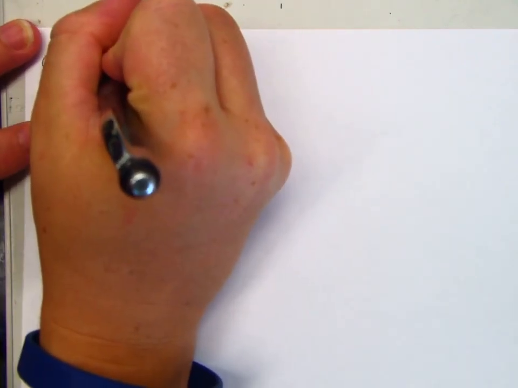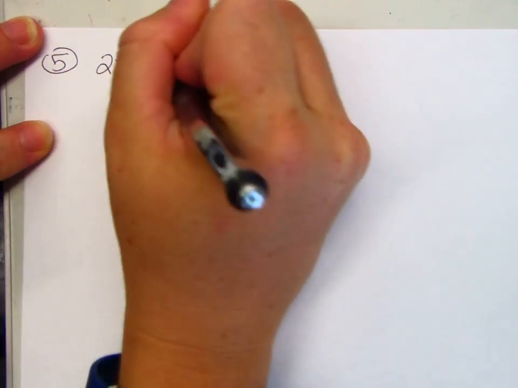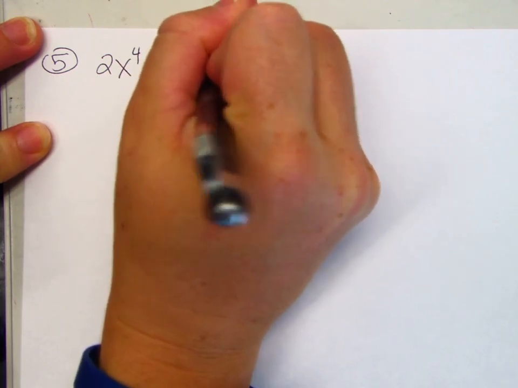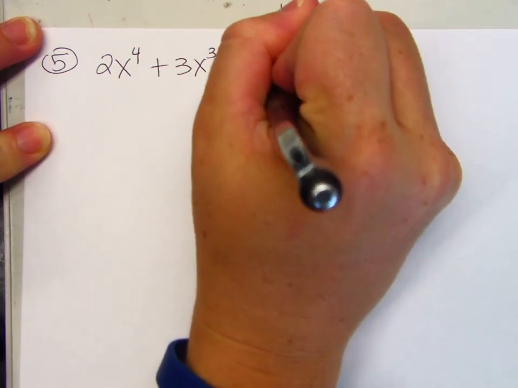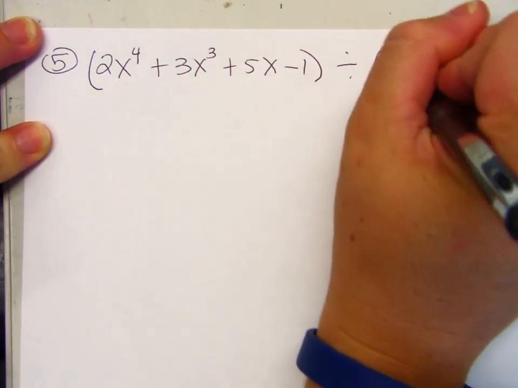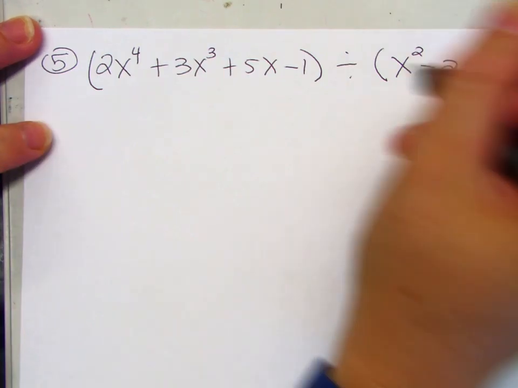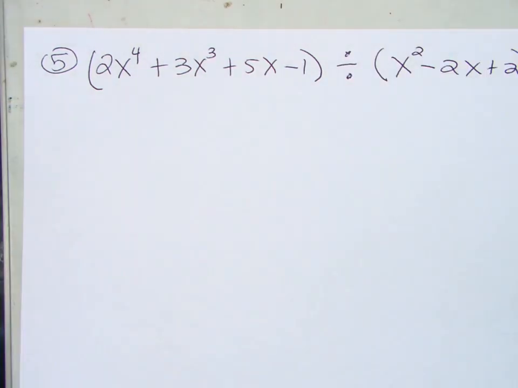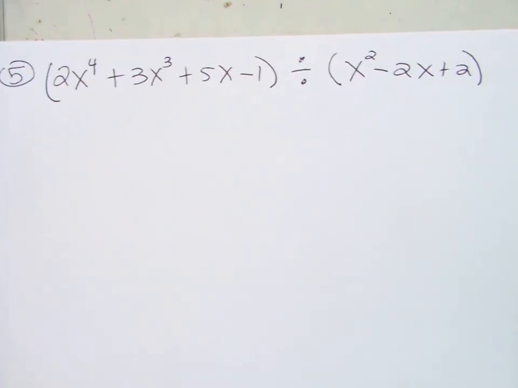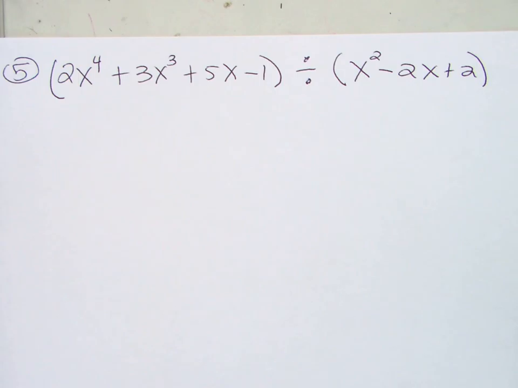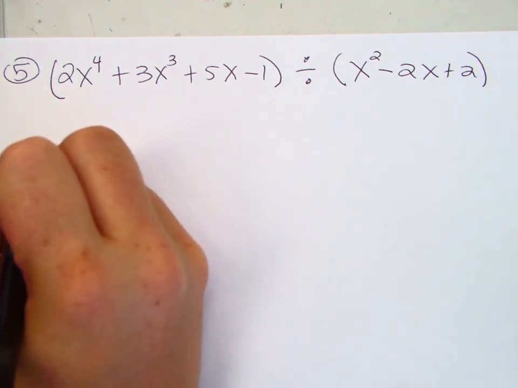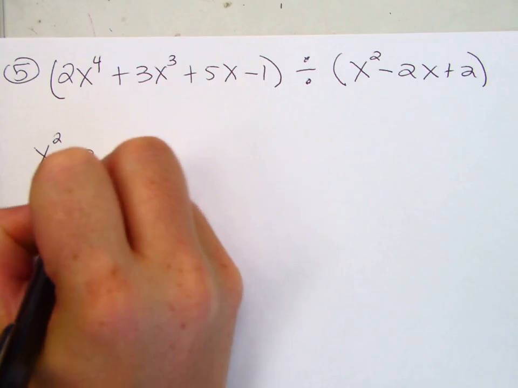Number 5, 2x to the 4th plus 3x cubed plus 5x minus 1 divided by x squared minus 2x plus 2. So, a little more intense. A little scarier looking, huh? Same process. Don't freak out. It's just the same process.